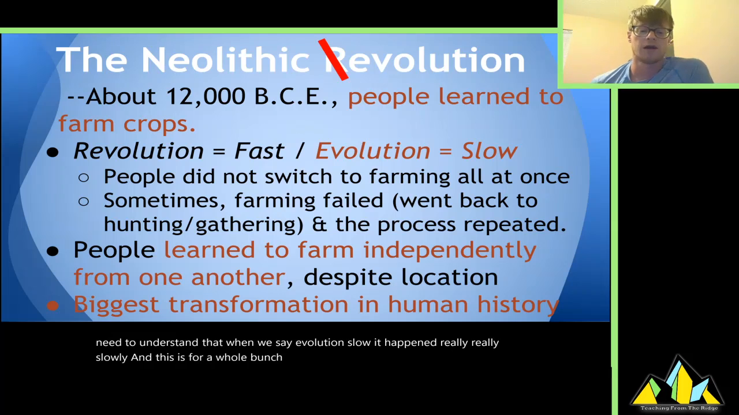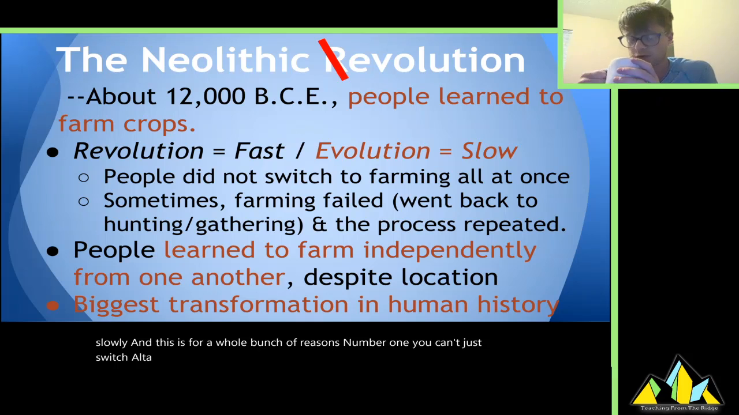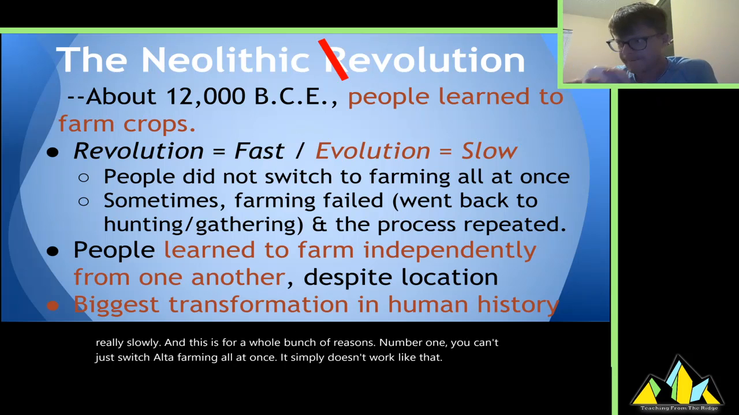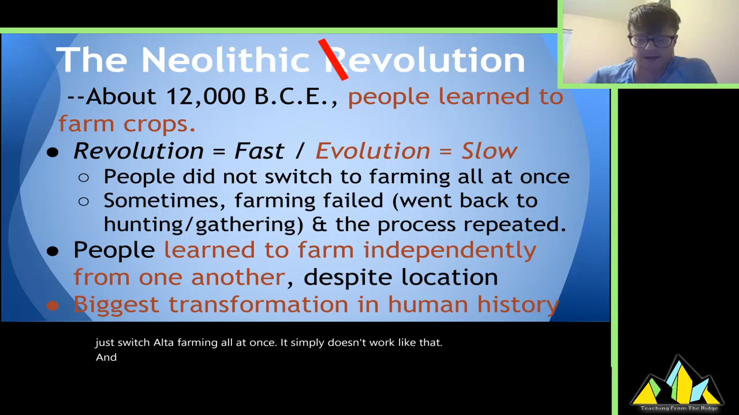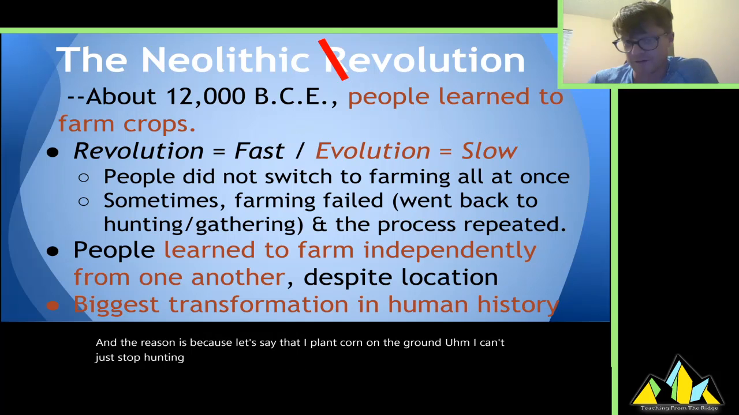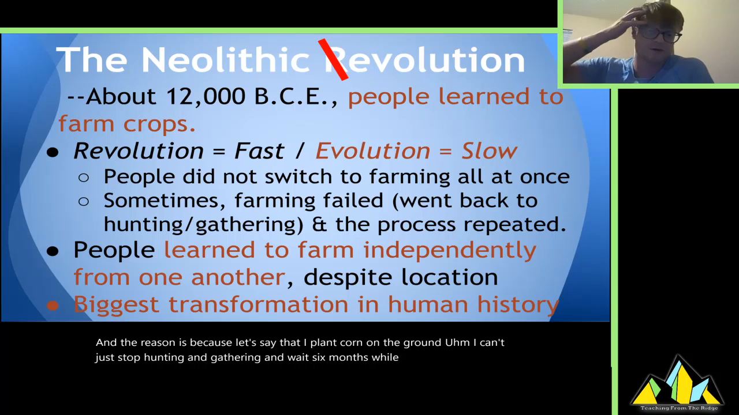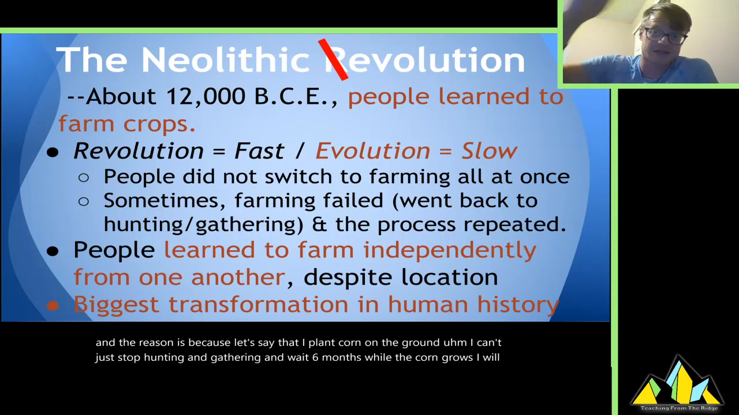Number one, you can't just switch all to farming all at once. It simply doesn't work like that. And the reason is because let's say that I plant corn in the ground, I can't just stop hunting and gathering and wait 6 months while the corn grows. I will starve. So people have to continue hunting and gathering.